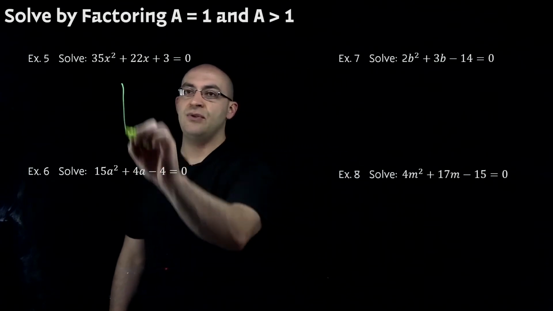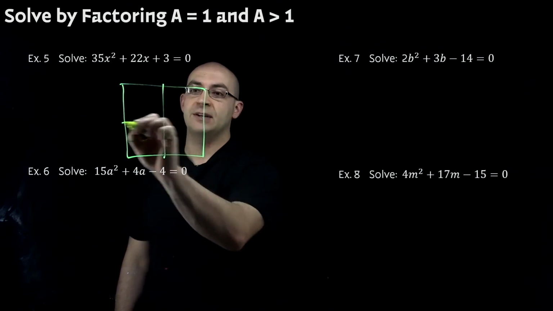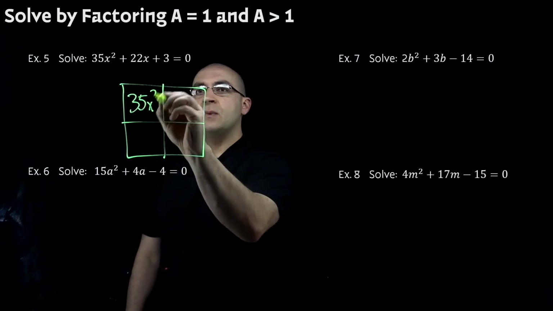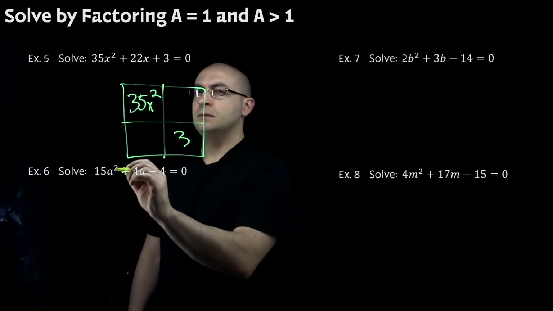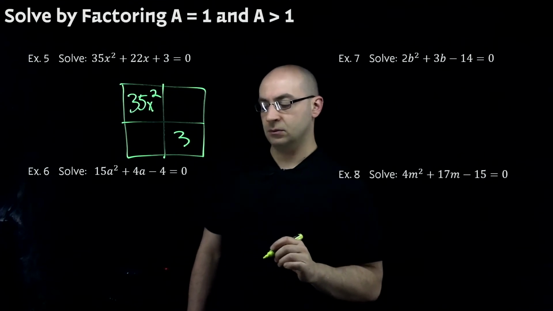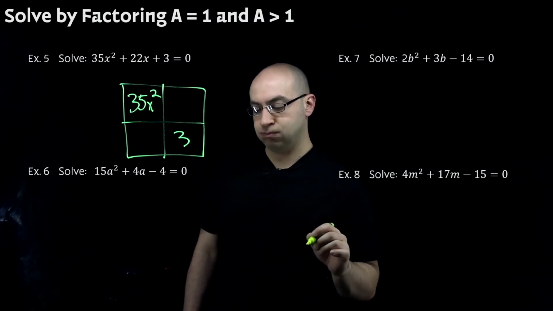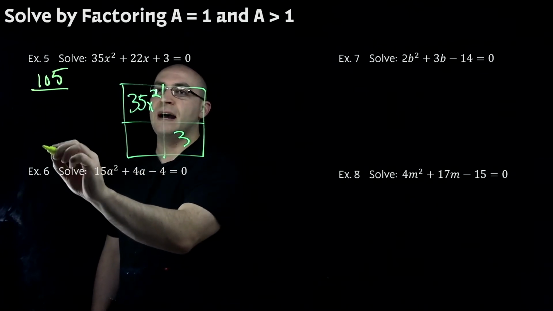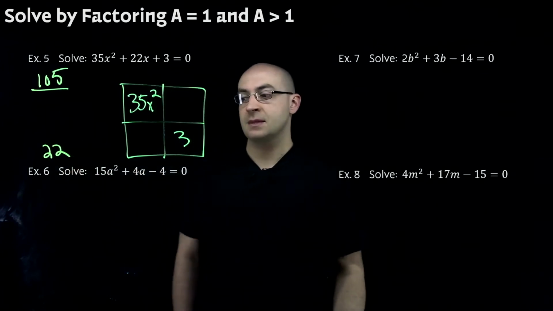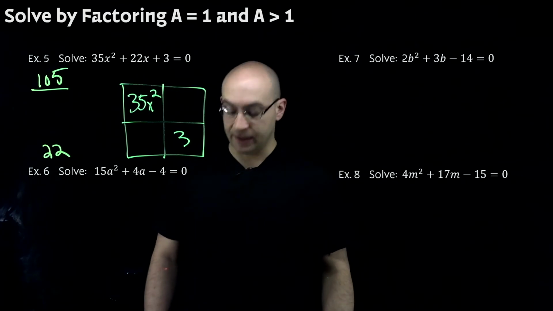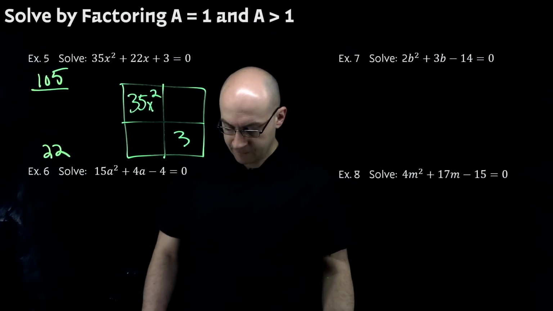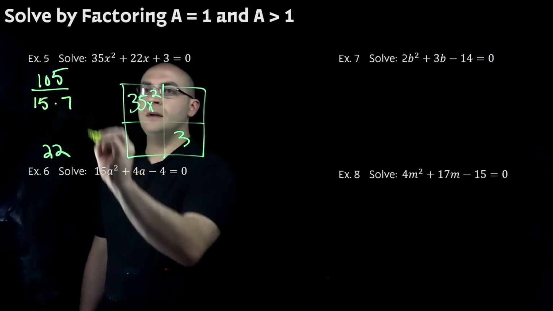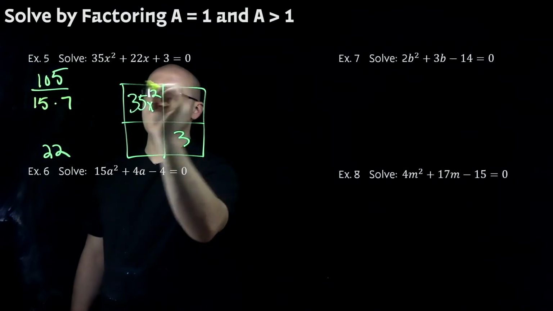We're not changing anything about how we solve these problems in terms of factoring. So, 35x squared, 3. 35 times 3 is 105. So I'm looking for factors of 105 that can add to 22. Good thing I have a calculator here. I think it's 15 and 7. 15 and 7. Both plus, because again, there's no negative sign anywhere near here.